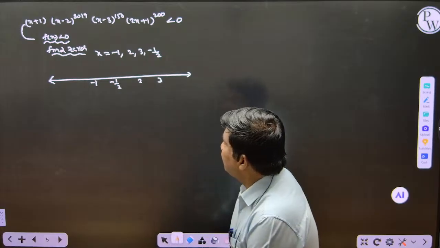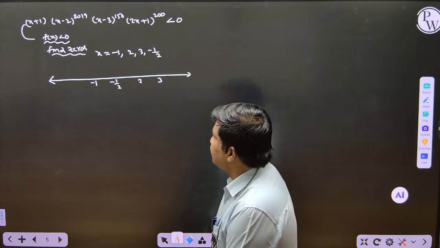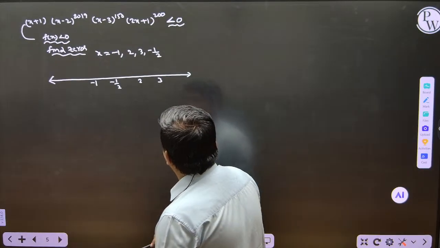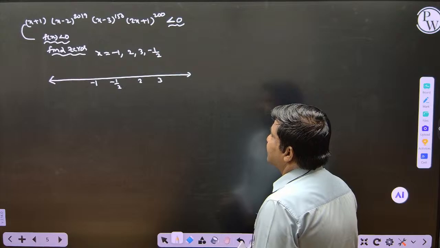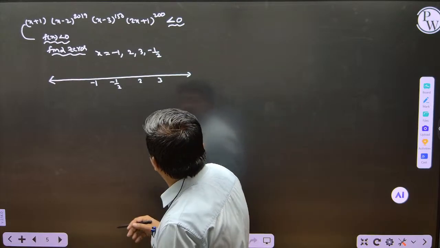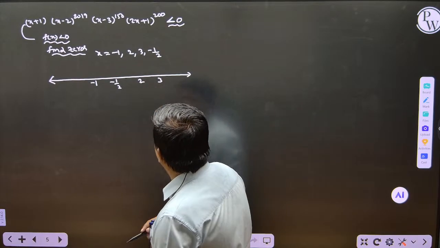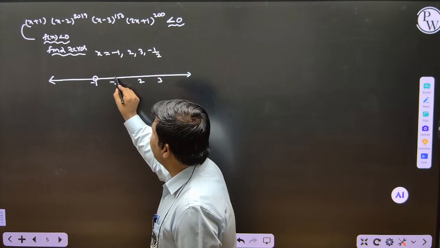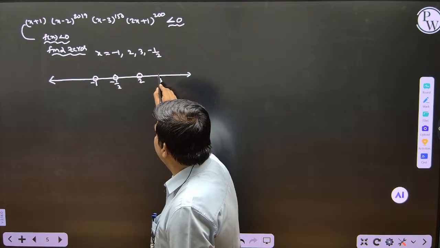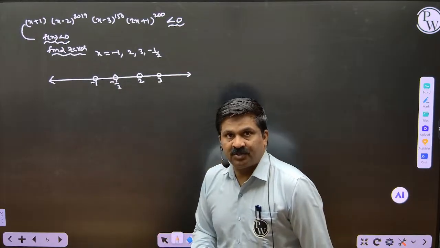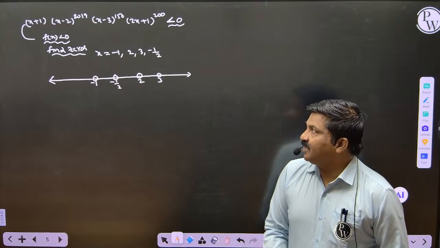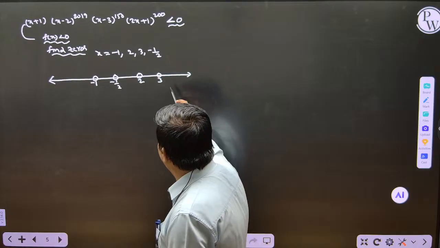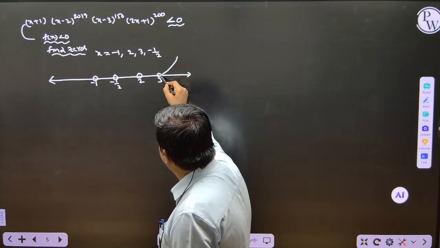So whether these zeros are included or excluded, check here. What is here? Less than is there. So less than means we will not include the zeros. So that's why you take an open circle. If we include them, you must take a closed circle. Here it is not included, that's why take an open circle. Start the wave from which side? Right side of the largest value.